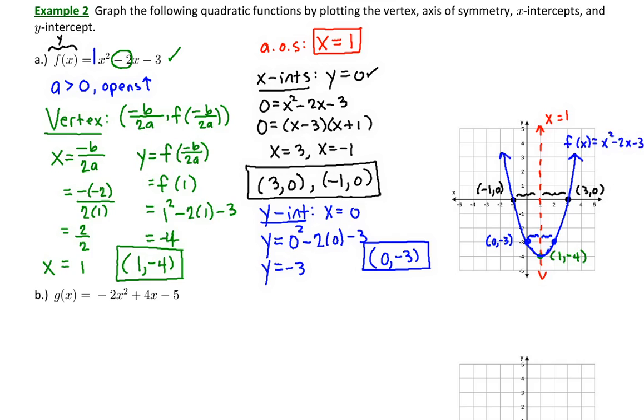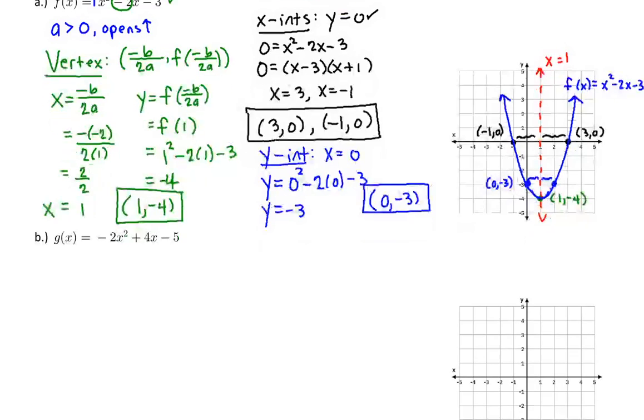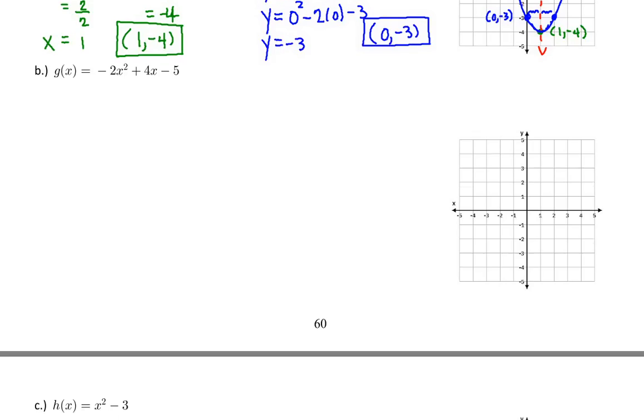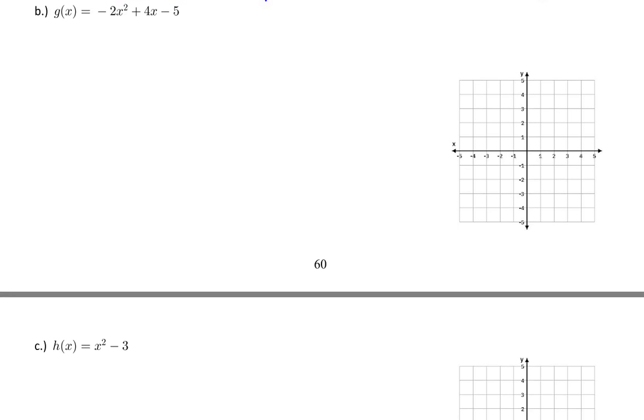Okay, good job. Let's try a couple more examples. On part B, we have the equation -2x squared plus 4x minus 5. So the first thing we want to observe is that the leading coefficient a is negative this time. So that tells me my parabola will open down.